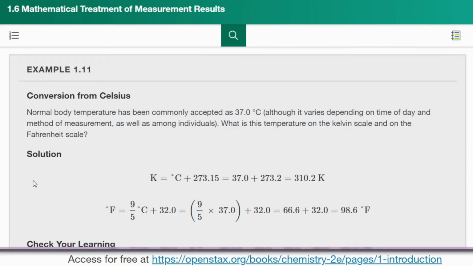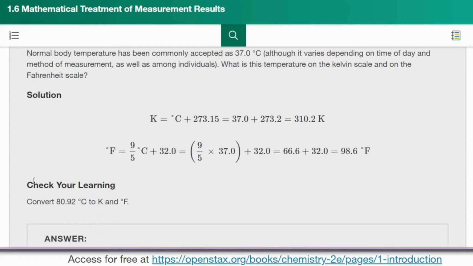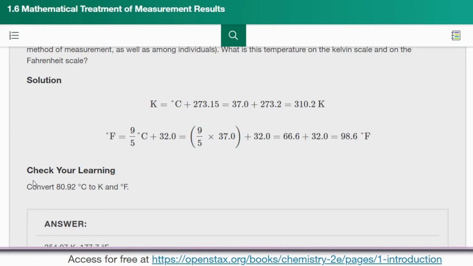Example 1.11, conversion from Celsius. Normal body temperature has been commonly accepted as 37.0 degrees Celsius, although it varies depending on time of day and method of measurement as well as among individuals. What is this temperature on the Kelvin scale and on the Fahrenheit scale? So this is the solution.